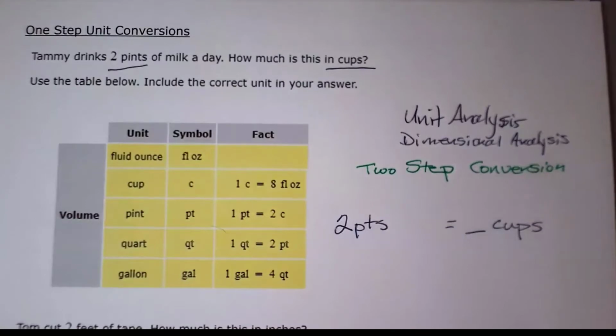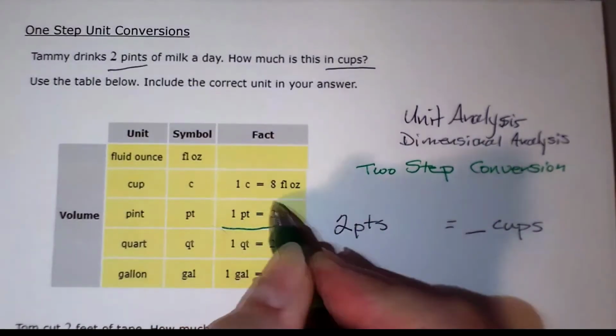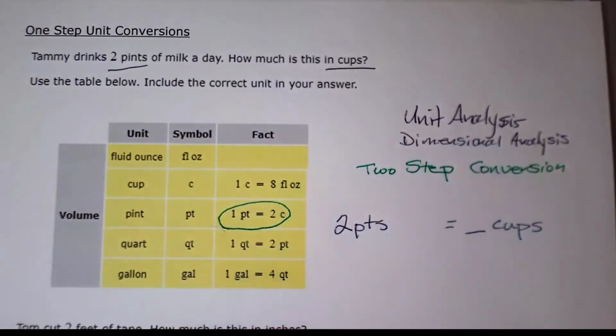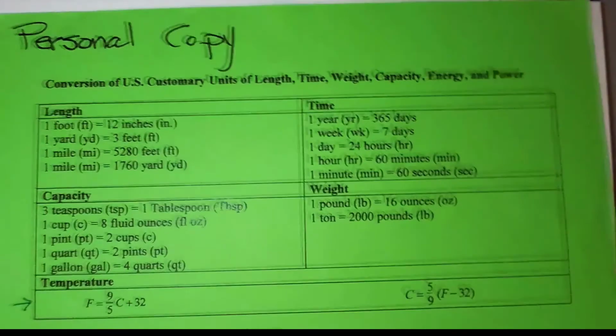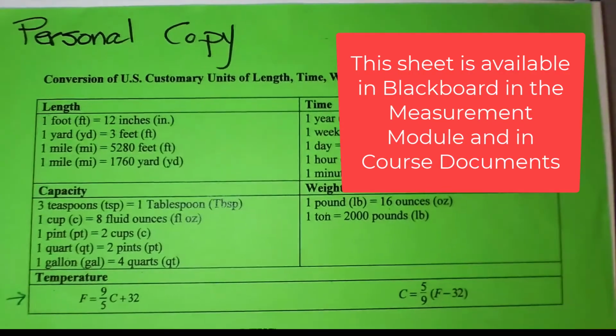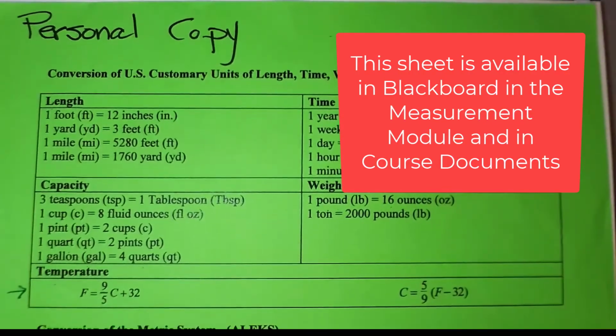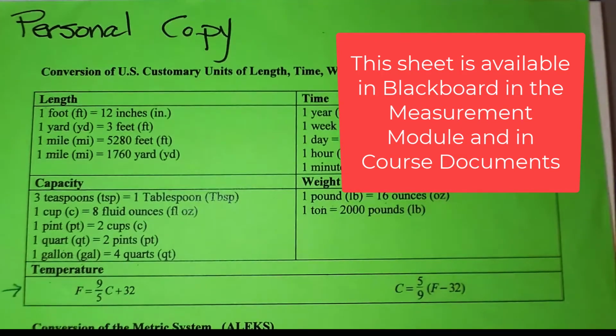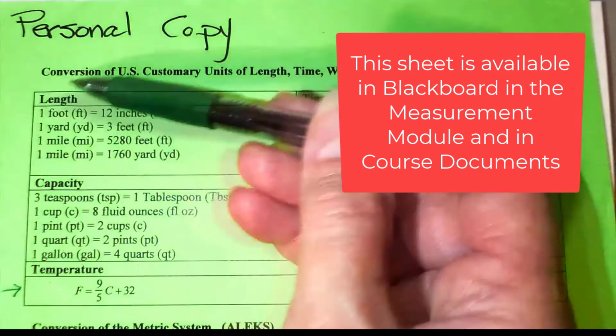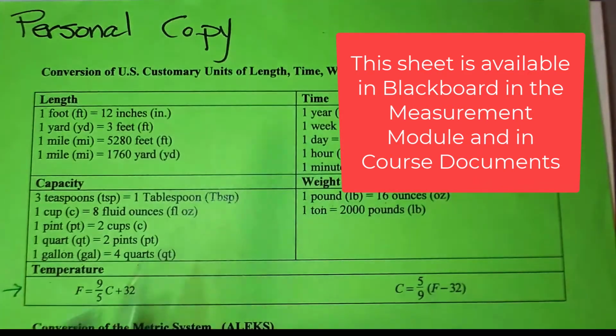The way this system works is I have to look for the equivalence of pints and cups. So in this chart, I have it right here. In ALEKS, they give you that conversion. If you're in a textbook class with the same kind of question, you can use this in ALEKS too. You can use this conversion sheet, and this is something you can use on the test and you can use on the final exam.